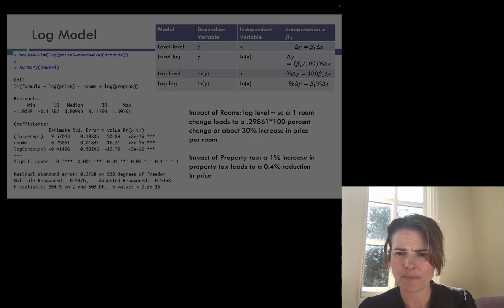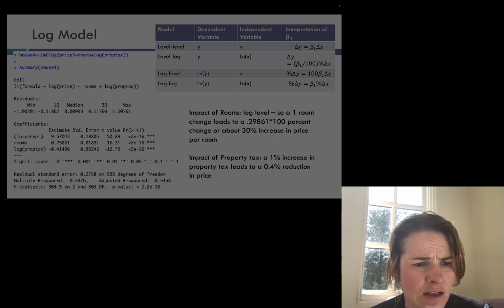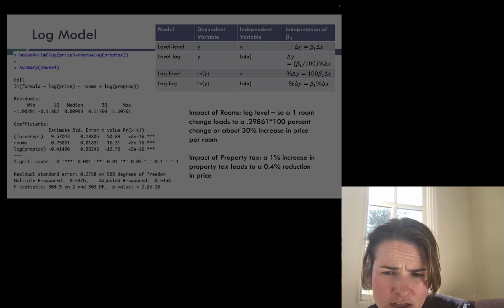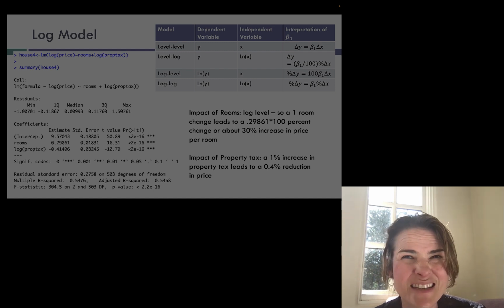So a 1-room change here leads to a 0.29861 times 100% change, or about a 30% increase in prices per room. So we used here a log-level formula on rooms, because it doesn't really make sense to talk about percentage change in the number of rooms.